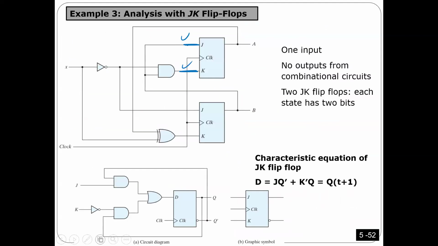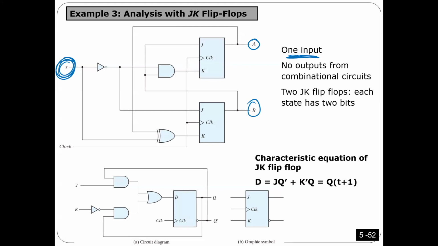Okay. So let's do this one. As you see here, guys, in this circuit, how many flip-flops do you have? I have 2 flip-flops. How many states do you have? I should have 4 states. So you should have 4 states. How many inputs do you have? I have 1 input, which is X here. How many outputs do you have? I don't have any outputs.